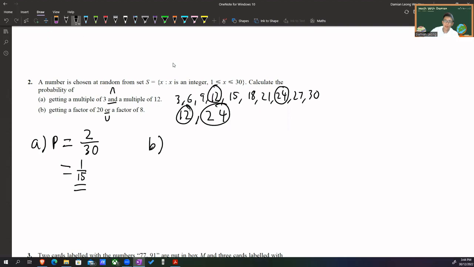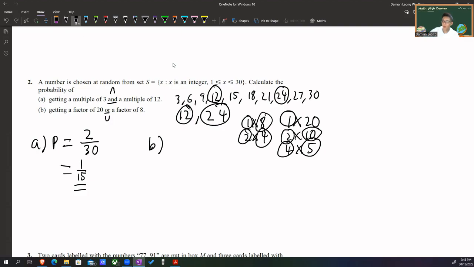For part B, factor of 20 or factor of 8. So factor of 20, I have what? To get 20, 1 times 20, 2 times 10, 4 times 5. To get 8, 1 times 8, 2 times 4. So or means it can be either one of it. Means it can be the 1, it can be the 2, it can be 4, it can be 5, 10, 8, 20. So there's 1, 2, 3, 4, 5, 6, 7.